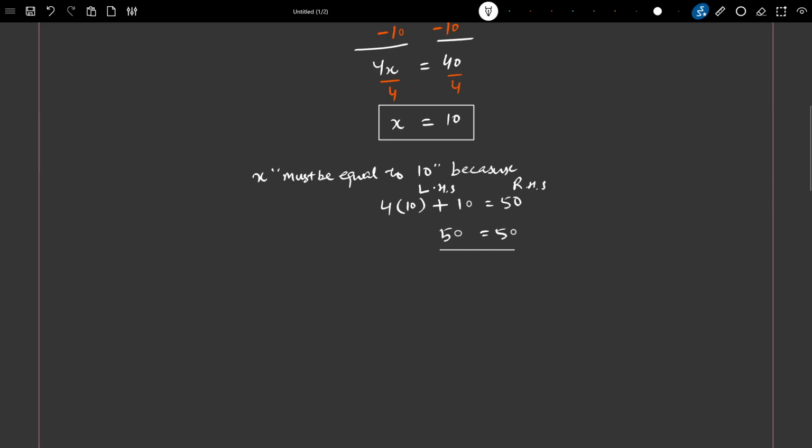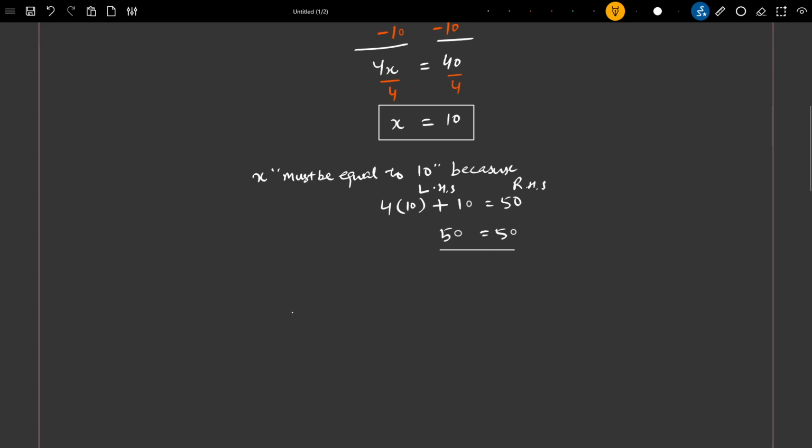Okay, so that's about the algebra part. What is algebra? Now, if we know what algebra is, it is also important for us to know what algebra is not.